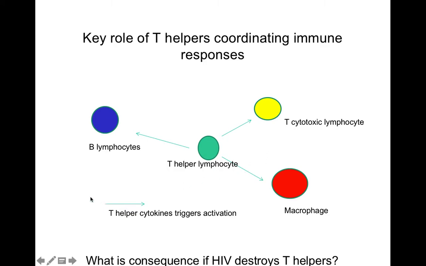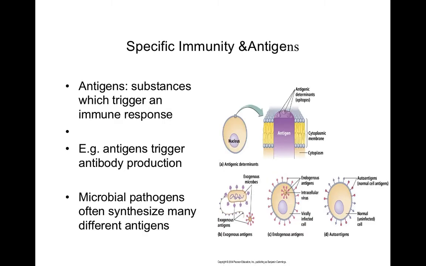So again, you guys, if you get this big concept, if you don't learn anything else from adaptive specific immunity, you understand the key role of the T helper lymphocyte, I think you have the most important points. So the rest of this, we're just going to be filling in some details.